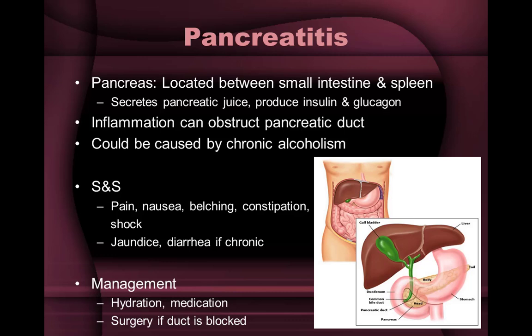They include upper abdominal pain that radiates into the back. It may be aggravated by eating, especially foods high in fat, swollen and tender abdomen, constipation, nausea and vomiting, fever, increased heart rate, shock, and jaundice. Jaundice is a yellowing of the skin, the whites of the eyes, or the underside of the tongue, indicating issues with the liver. Sometimes diarrhea is also present if pancreatitis becomes chronic.